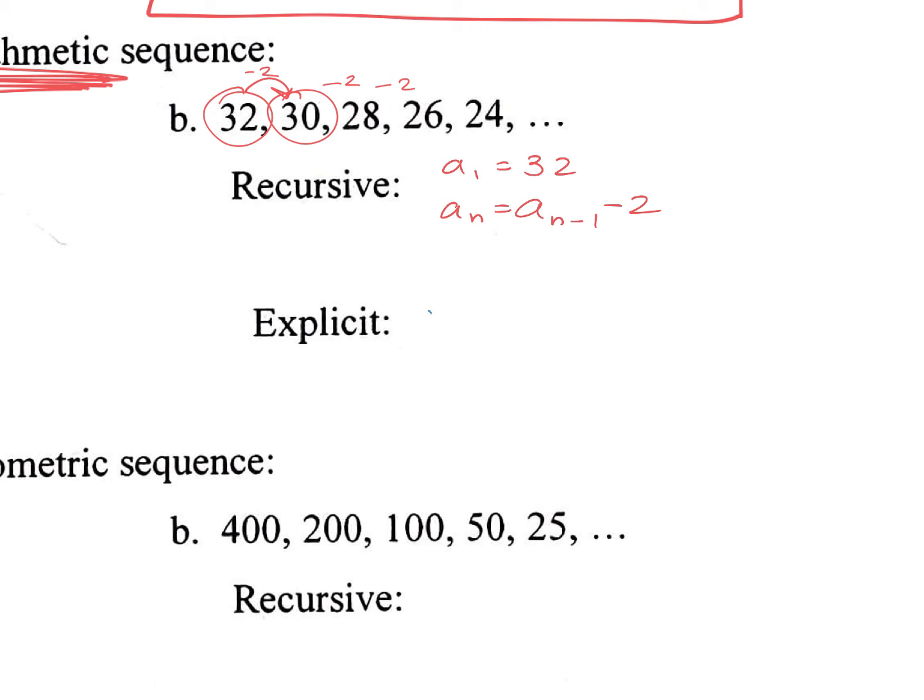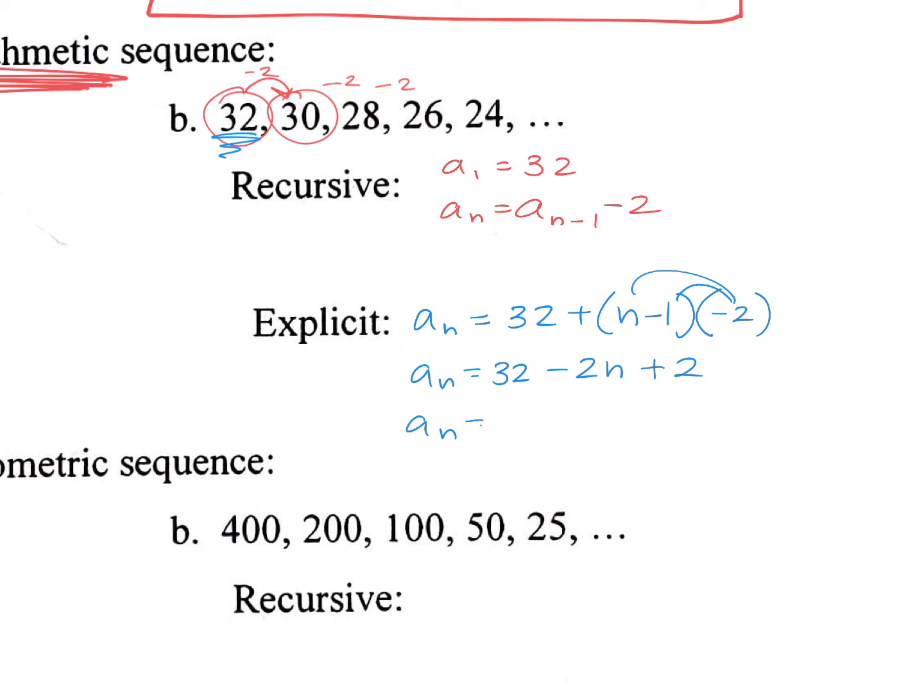Explicit is going to be a sub n equals your first term, 32, plus n minus 1 times that common difference, times the negative 2. So distribute that. A sub n equals 32 minus 2n plus 2. So a sub n equals negative 2n plus 34 would be your simplest version of that. Good?